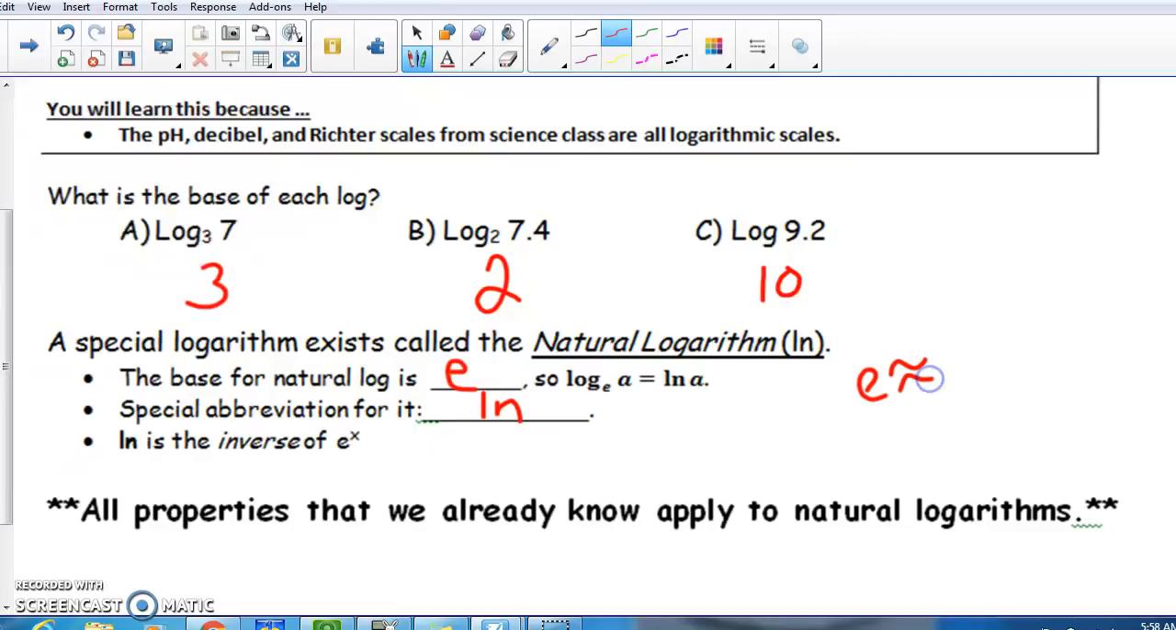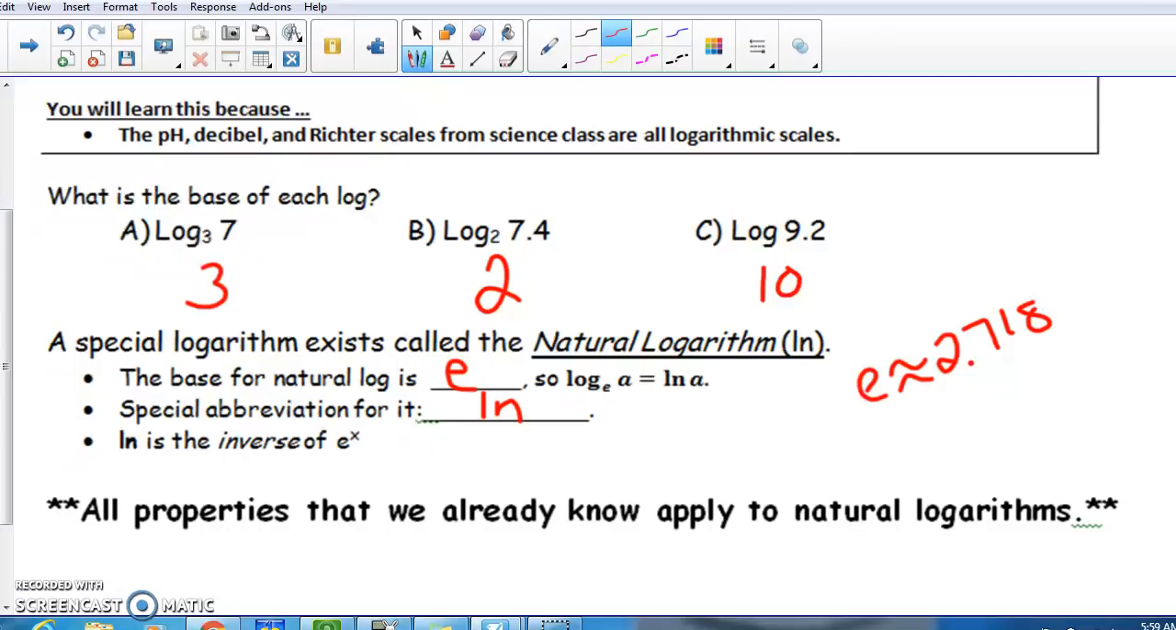e is approximately 2 point, sorry, that's my clock at my house. I'll wait till it's done. Okay, e is approximately 2.718, and it keeps going from there.